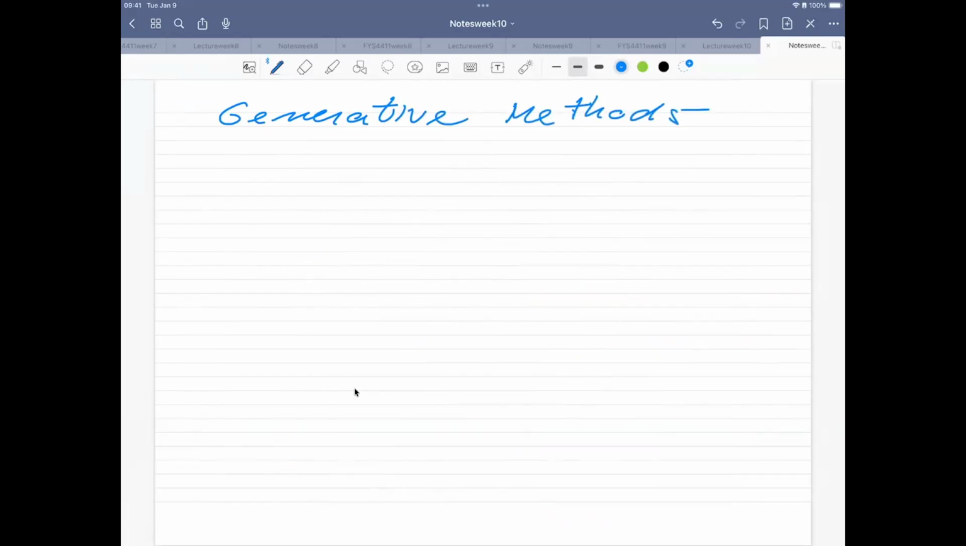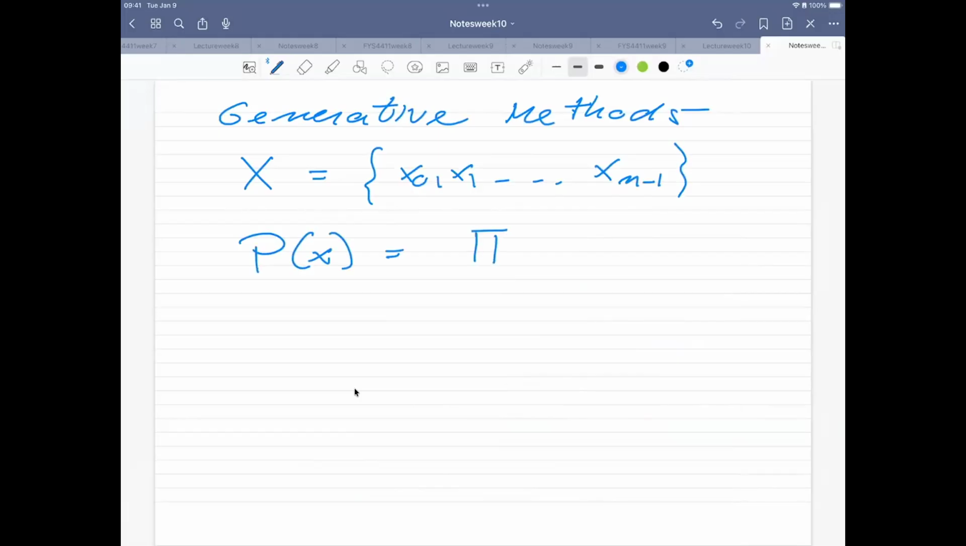With a given data set, a domain of events x0, x1, up to xn minus 1, what we want is a probability distribution, where we assume that all these variables are identically distributed and independent. That means the probability distribution is simply the product of all the individual probabilities. So we have a P of i, which contains x of i. Each one of them has the same probability distribution.